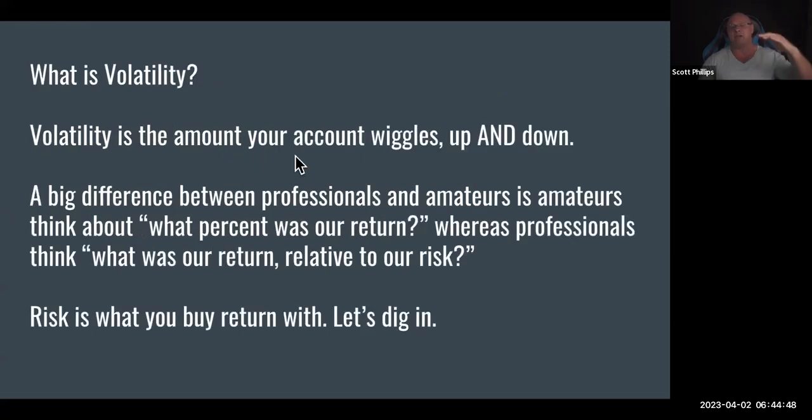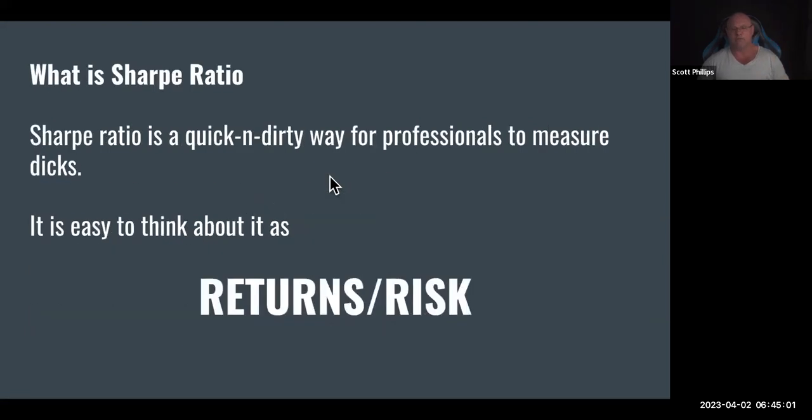So volatility is the amount your account wiggles up and down. And a big difference between professionals and amateurs: amateurs think about what percent did I make, whereas professionals think what was our return relative to our risk. So risk is what you buy return with. So Sharpe ratio is just a quick and dirty way for professionals to measure that. It's not the formula, but it's easy to think about it conceptually as returns divided by risk.